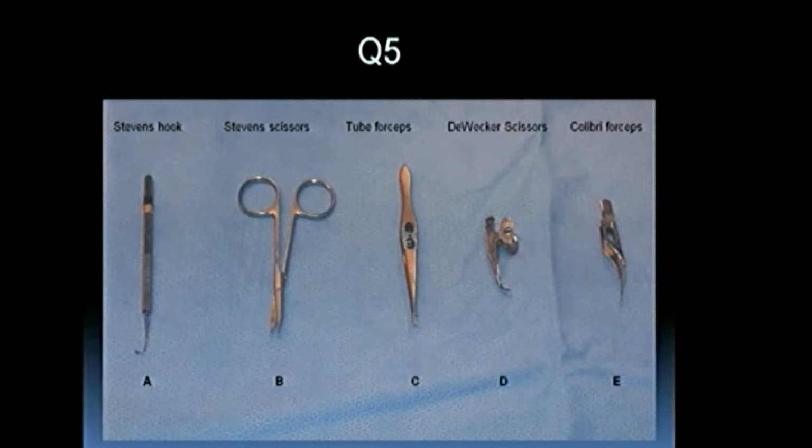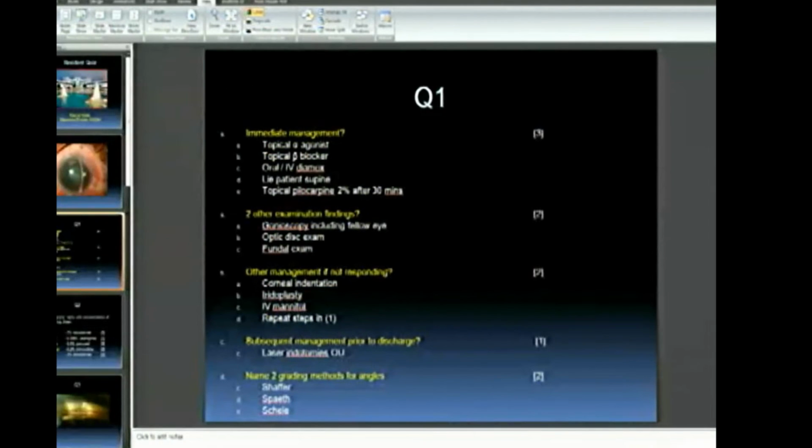Okay, any questions on that one? So should we have a 10-minute break and then we'll do the last lecture quickly and then we can go? Okay.